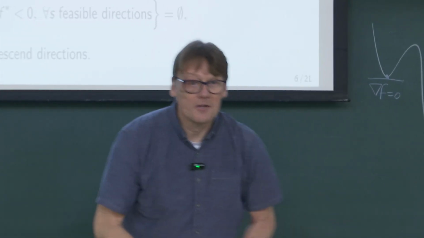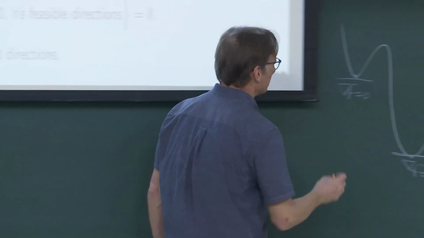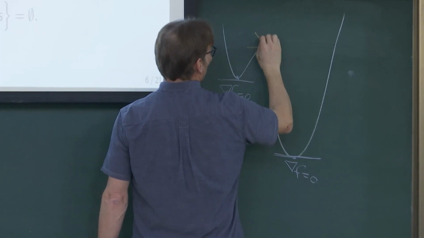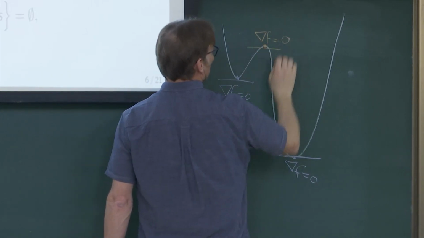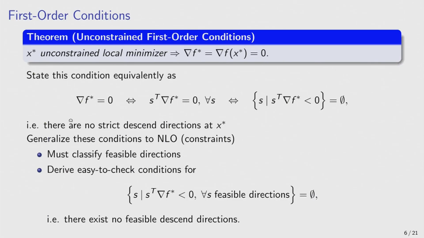Now, before you get too excited that we've now solved the problem, just one caveat. There's another point, namely up here, where grad f is also equal to 0, and that's a maximum. So this is only a necessary condition, meaning if you have a local minimizer, then it follows that the gradient is equal to 0, but it's not the other way around. It's not a sufficient condition. Sufficient conditions are stronger, or they're different.